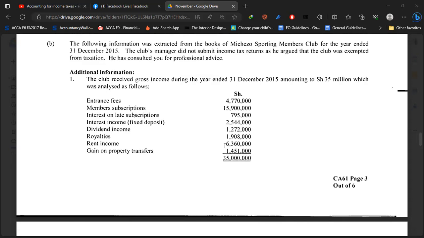Beatrice? The following information was extracted from the books of Michezo Sporting Members Club for the year ended 31st December 2015. The club's manager did not submit income tax returns as he argued that the club was exempted from taxation. He has consulted you for professional advice. Additional information: the club received gross income during the year ended 31st December 2015 amounting to 35 million, which was analyzed as follows: entrance fees, member subscriptions, interest on late subscriptions, interest on fixed deposit, dividend income, royalties, rent income, gain on property transfers.